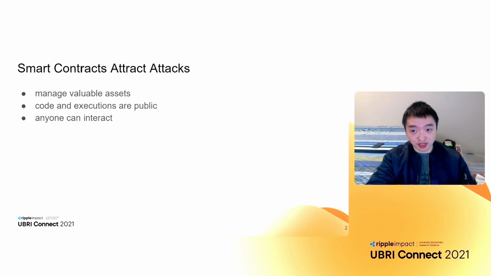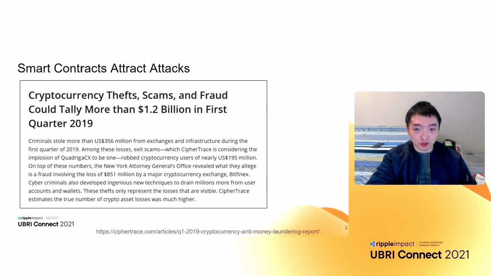Thus, potential attackers all around the world can join easily at any time, and smart contracts might need to interact with unknown code and parties they don't fully trust. Therefore, it's not surprising that several vulnerabilities in smart contracts have already caused significant financial losses. According to a report from CipherTrace, more than $1.2 billion was estimated to be stolen or lost in just the first quarter of 2019.